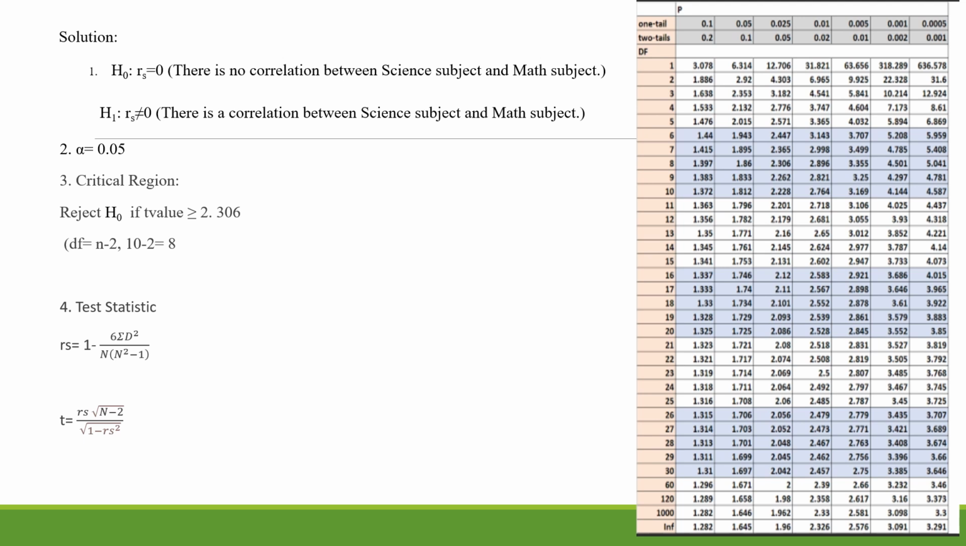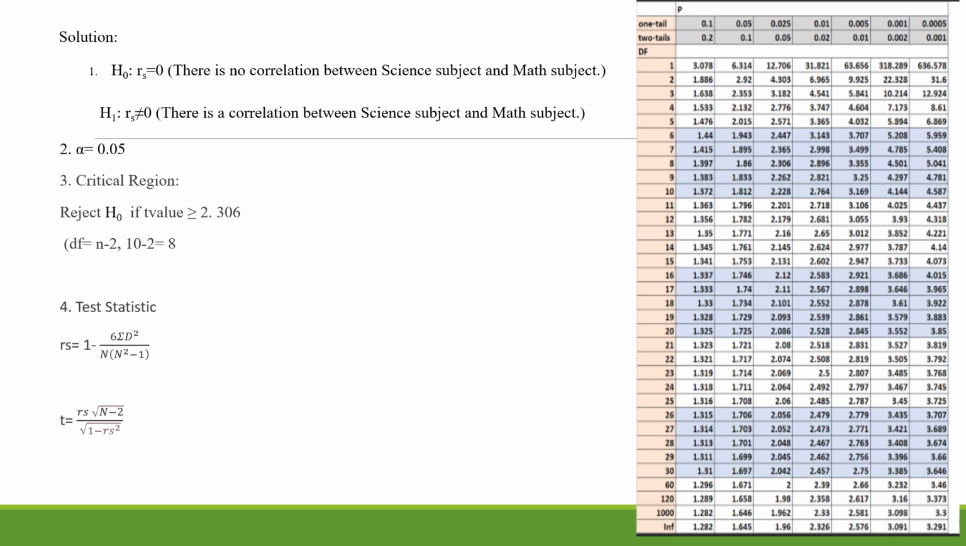For our alternative hypothesis, we have H1: RS not equal to 0. If we were to state that in statement form, we have: there is a correlation between science subject and math subject. It depends upon you. You can use the statement form or you can have it like this. For number 2, we have our alpha 0.05. We can see that in our previous slide. It was stated in the problem that we will use alpha 0.05.